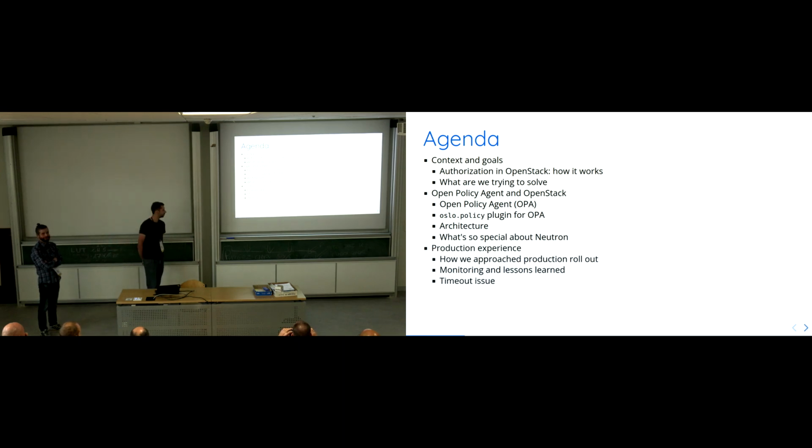And we'll finish, the last part will be more about our production experience. So how we approach the rollout of this OPA solution in our production cloud. Obviously trying not to impact our users on causing any downtimes. Talk a bit about how we are monitoring the system and what we learn from that, especially in terms of performance impact. And we'll tell you a little story about this timeout issue we had and that we kind of not completely fixed yet. We worked around it for now, but eventually we will find a real fix.